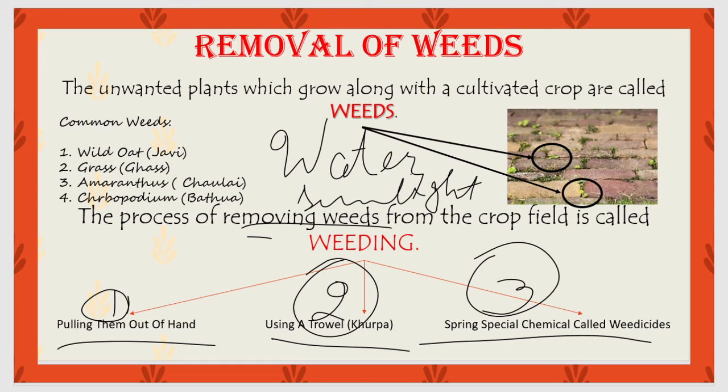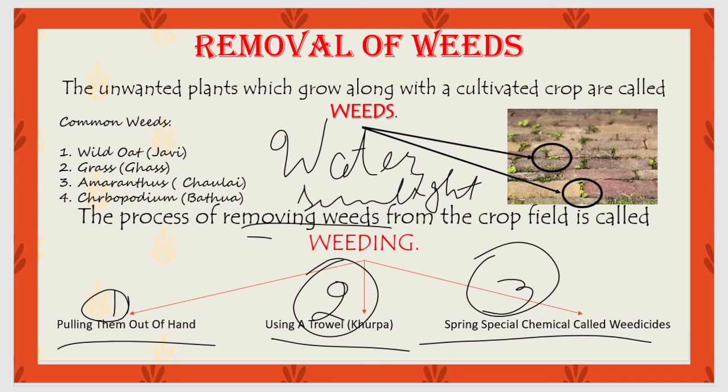And the examples are DCPA and butachlor. These are chemicals, pesticides, which can kill the weeds but do not damage the main crops. But this should be done before the crops get flowers or seed formation, as this can lead to health issues, as it is poisonous to all of us.